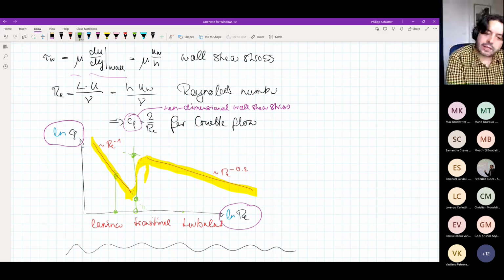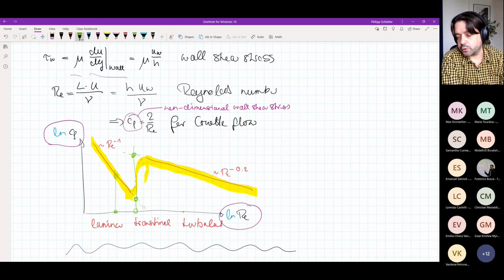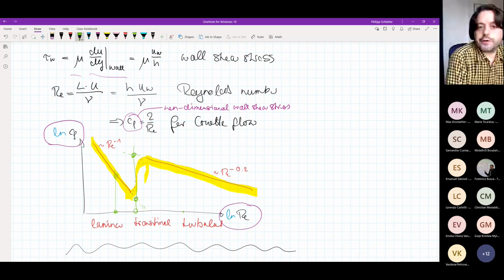And this, of course, is a general result. Laminar flows exhibit lower friction than turbulent flows would do. And of course, that also motivates most of the efforts in flow control when you try to reduce the drag of an object, an airplane, a car or something, by essentially making the flow laminar instead of turbulent. That's exactly what you see.